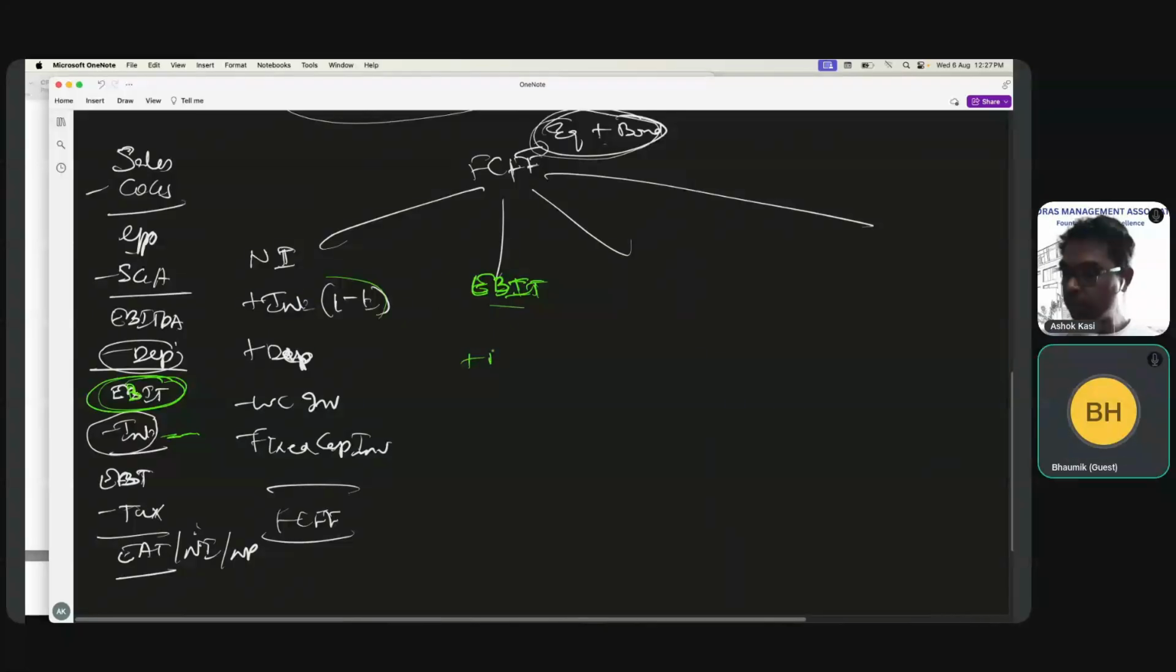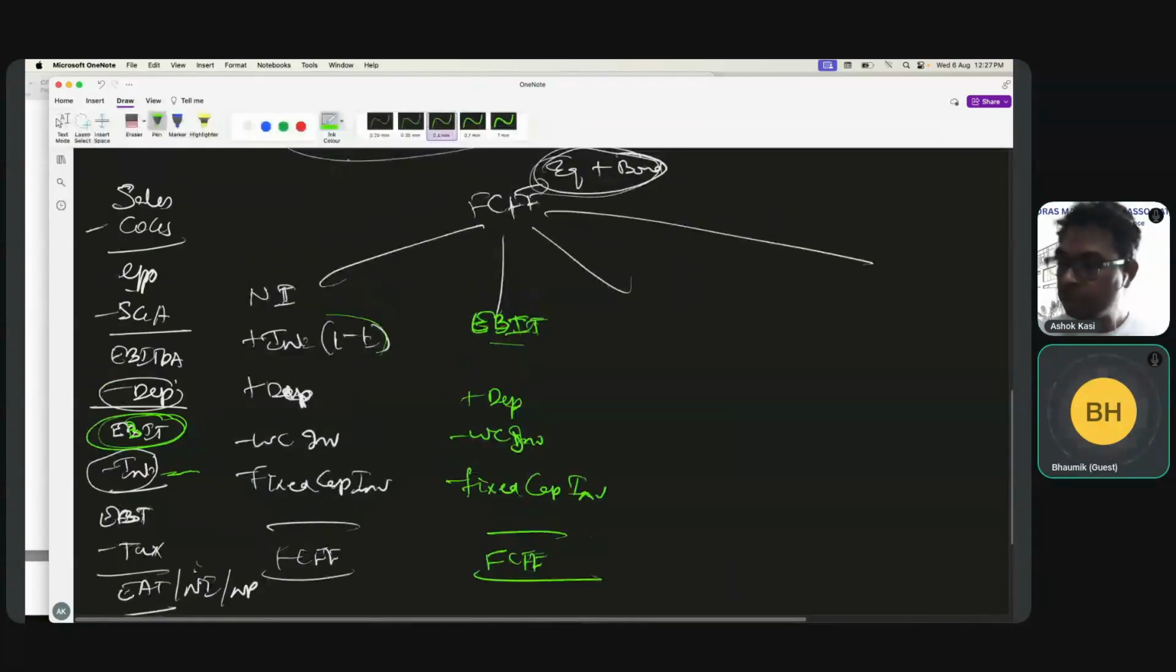So I will add plus only depreciation, which I have deducted, which is a non-cash item. That's why I'm adding back depreciation, because I want free cash transactions only. That depreciation amount is still there with us. Then minus working capital investments, minus fixed capital. So free cash flow to the firm.